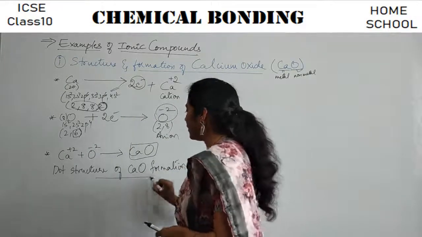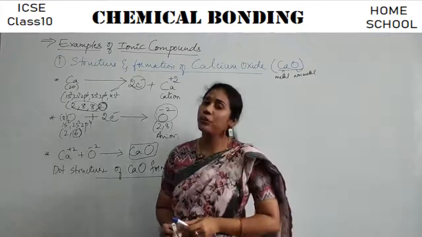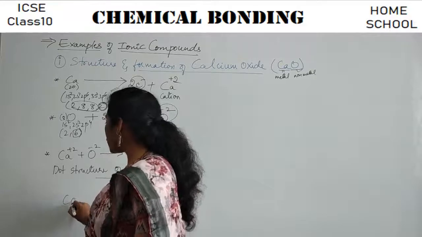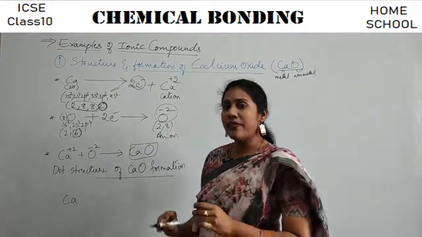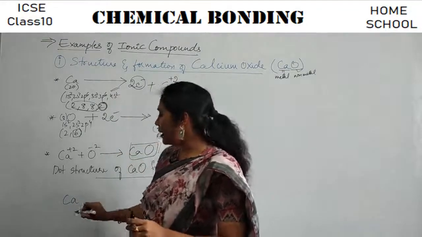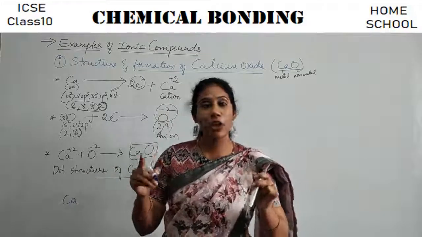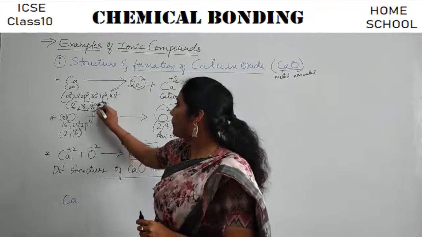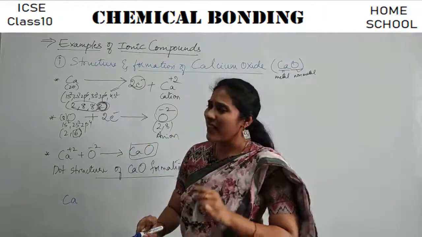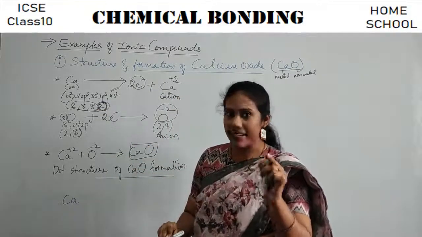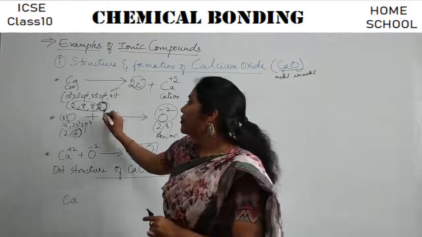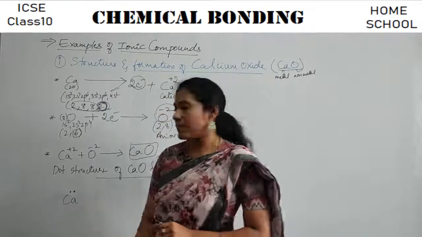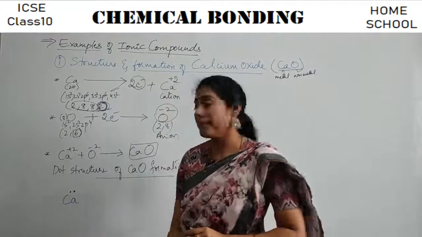Okay, fine. So we all know how to put the dot structure, right? So first you have to indicate the dot structure of calcium. Very simple, we will just put the symbol and indicate certain dots. How many dots will you put? It should be equal to the number of electrons in the last shell. For that also you must understand electronic configuration, right? So in the last shell you have 2 electrons, so we will put 2 dots. This is the dot structure of calcium.